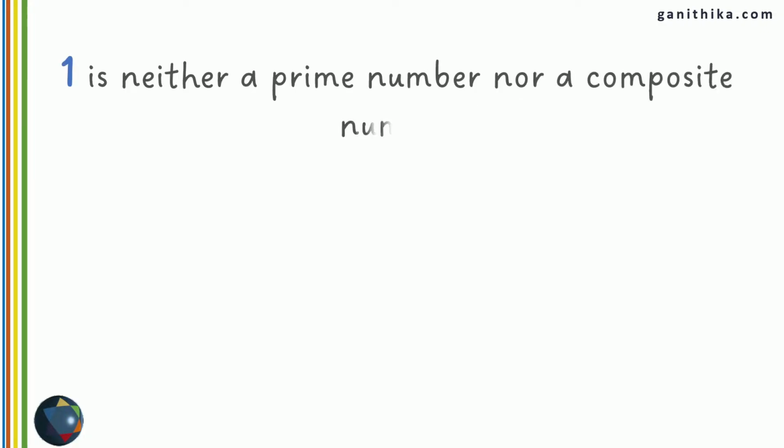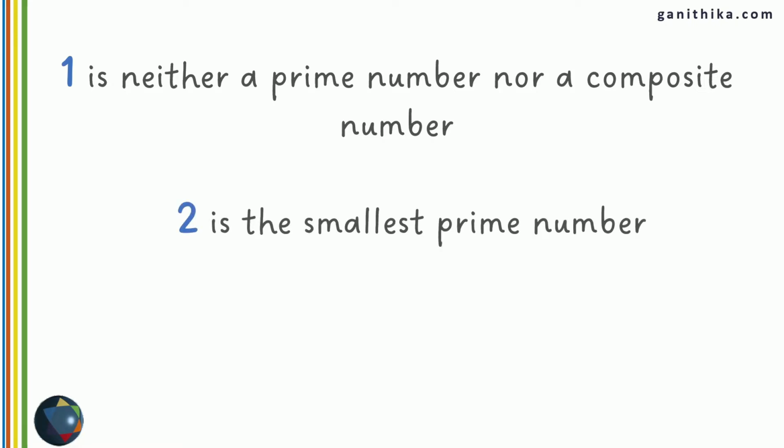There are some interesting properties of prime numbers. 1 is neither a prime number nor a composite number. By definition, 1 is divisible by 1 and by itself, but 1 is not taken as a prime number nor a composite number. It's a neutral number. The next interesting property is that 2 is the smallest prime number. The first prime number in the set of positive numbers is 2.